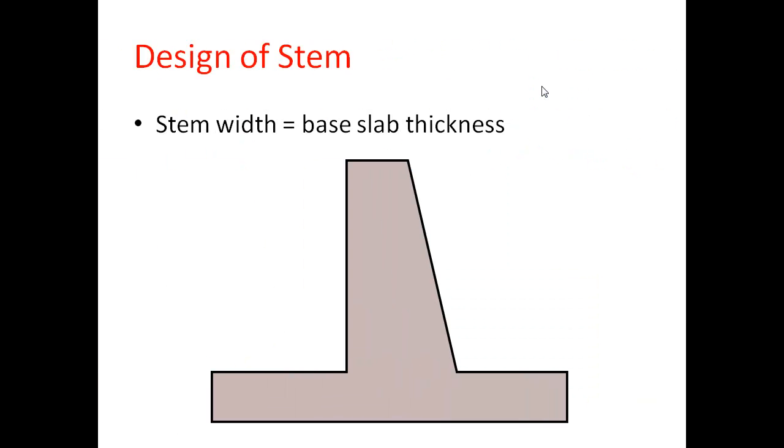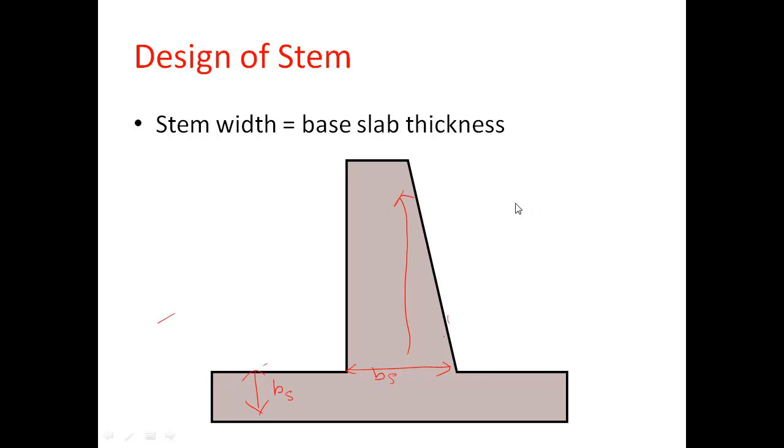Now we will go for the design of the stem. Generally, we initially take the width of the stem as the width of the base slab. Let the width of the base slab be bs. Then initially we will take the stem width as bs. And for an economical design, we take the stem as a tapered section, not a constant section, meaning its dimension decreases with height.